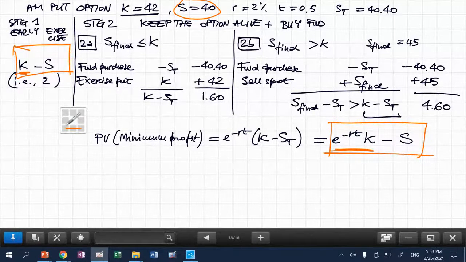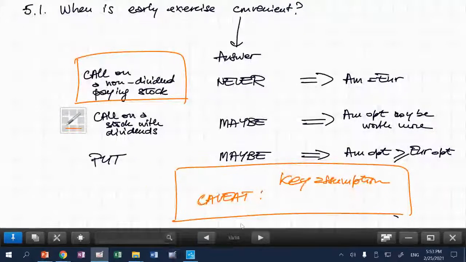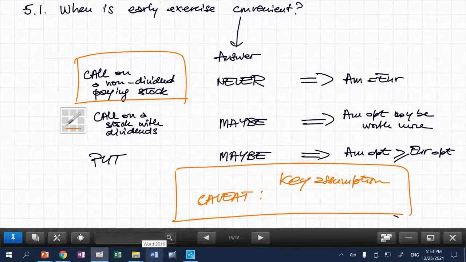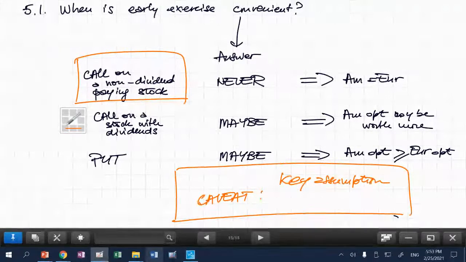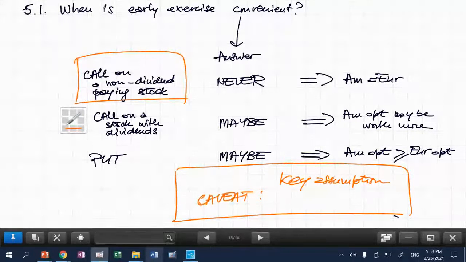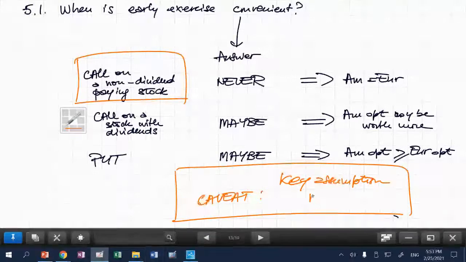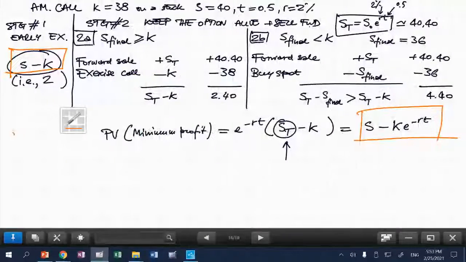Now, so these should explain the usual textbook story, which is here. So we saw, first case, call on non-dividend paying stock, I never early exercise. If I have dividends on the call, maybe; on the put option, maybe, with the consequence that the American option is worth more than the European put. A key assumption here, on which I would like to draw your attention, is that rates are positive. That's the key story behind all the reasoning we made.